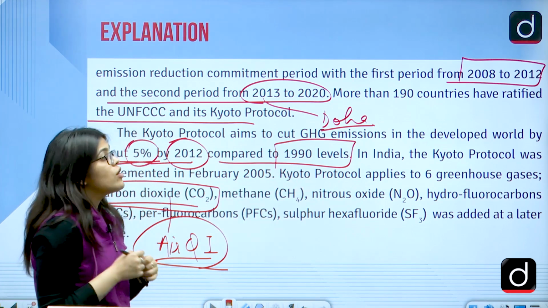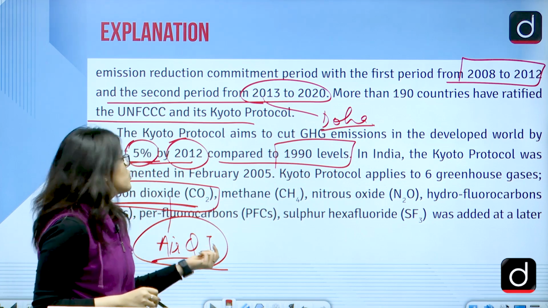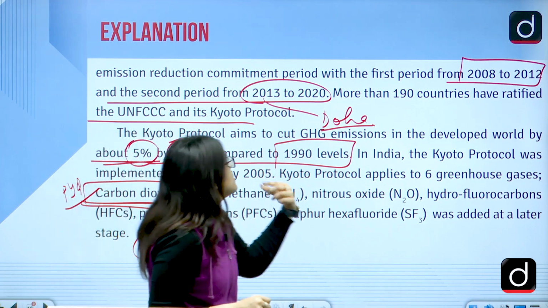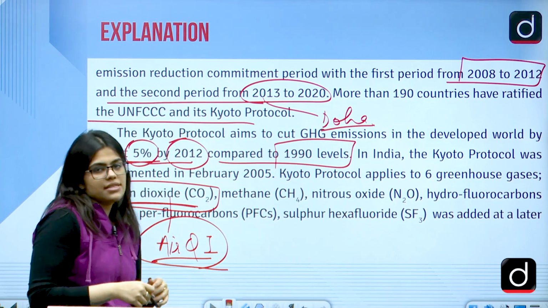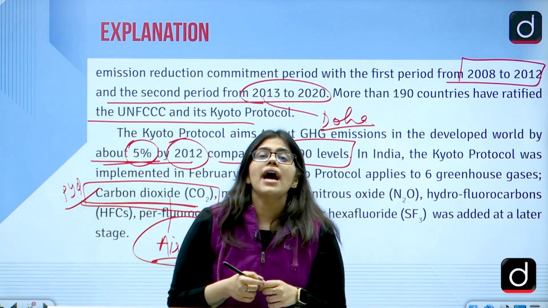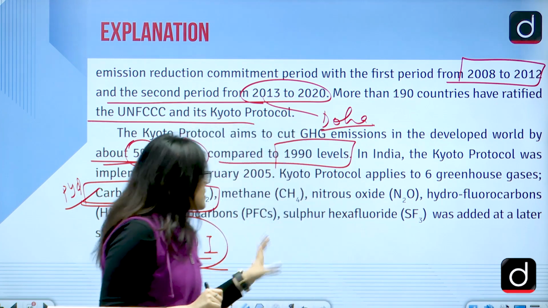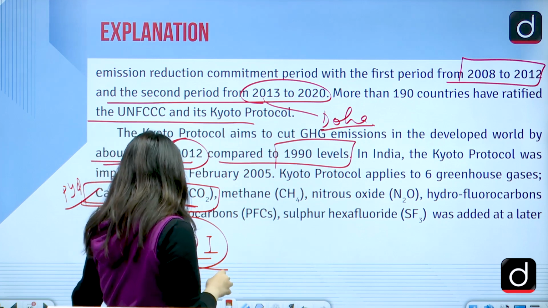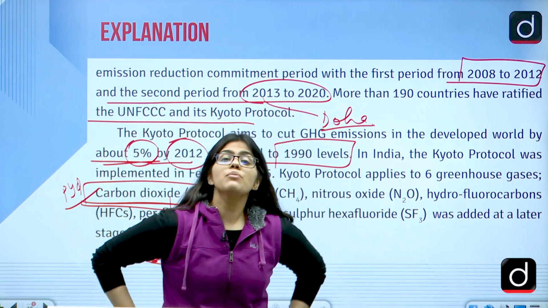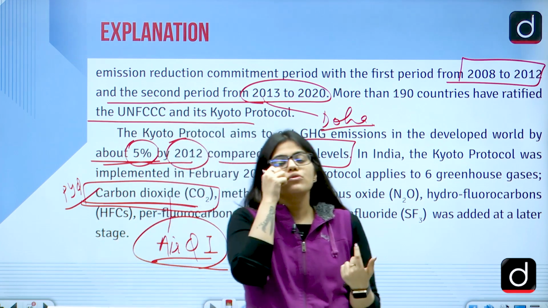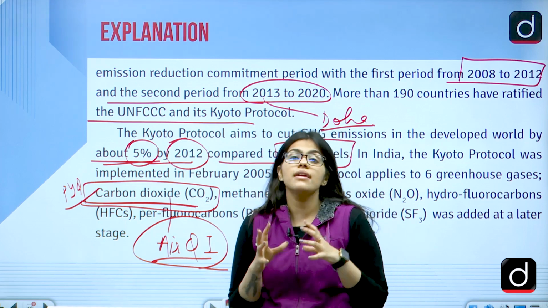So this is what the Kyoto Protocol talks about: 6 greenhouse gases, that is carbon dioxide, methane, nitrous oxide, hydrofluorocarbons, perfluorocarbons, and sulfur hexafluoride are the gases that the Kyoto Protocol said we would be curbing, right? So this is what you should know. Also, one thing that you should take from it is that carbon dioxide, yes, is the most significant gas whenever we talk about greenhouse gases, but it is not included in the AQI, the air quality index, right?